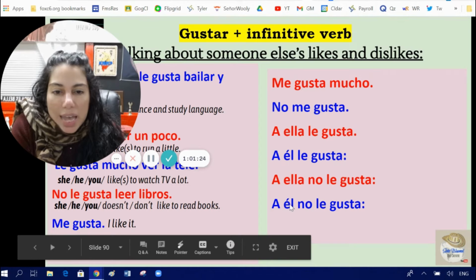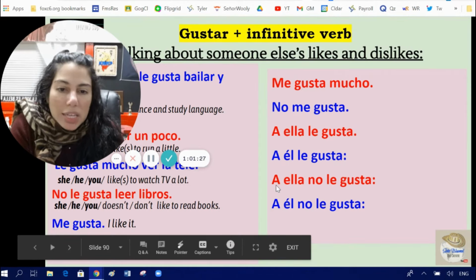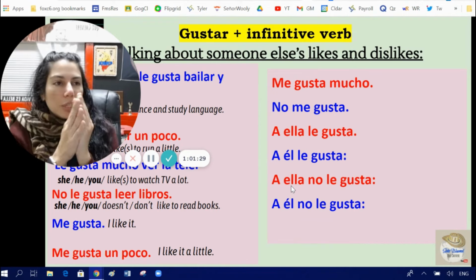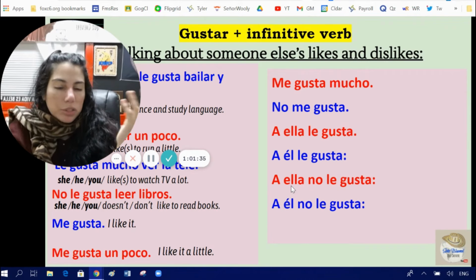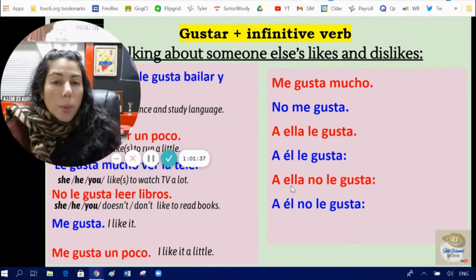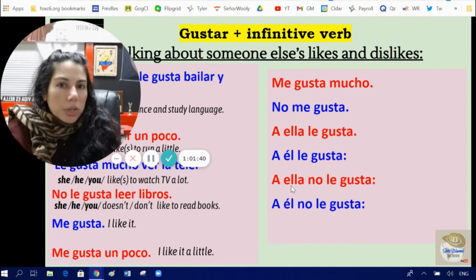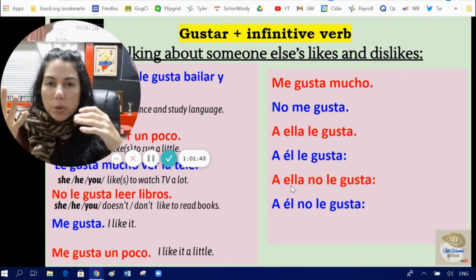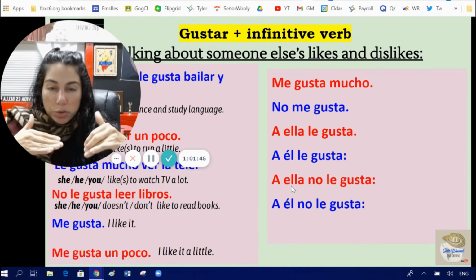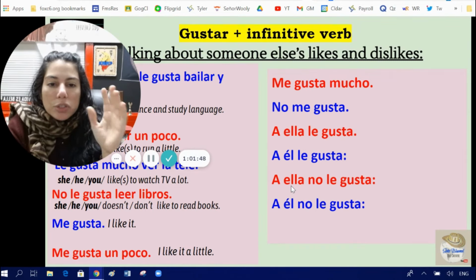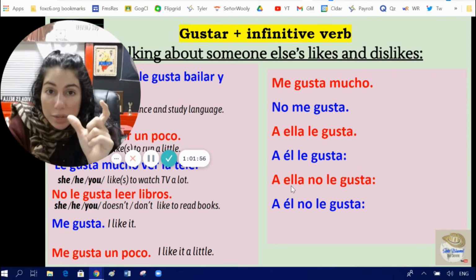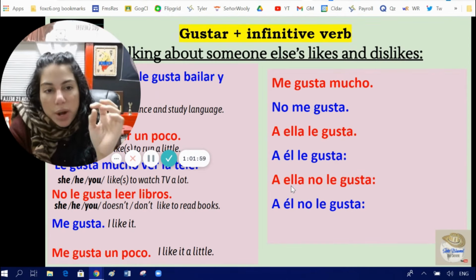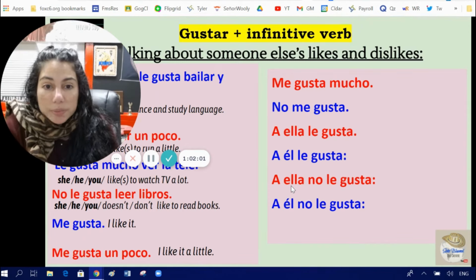So remember, this a él, a ella, or a Miguel, a Sofía is when you are being really specific and you want people to know, to be clear who you are talking about. Because if you just say le gusta comer, le gusta leer, we don't know if you're talking about he, she, or you formal, right? Because that le is good for all those three pronouns. So just remember that a él, o a ella, o a usted, or a Miguel, whatever, makes it specific, and that's what you would need to do when you want to be specific about who you are referring to.